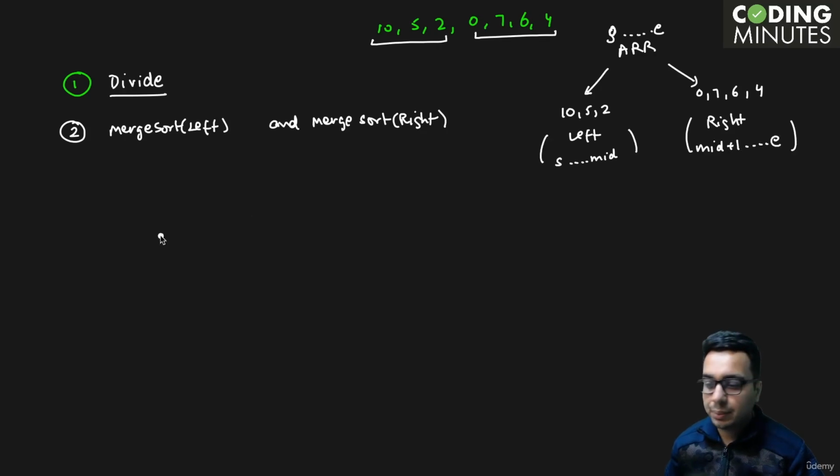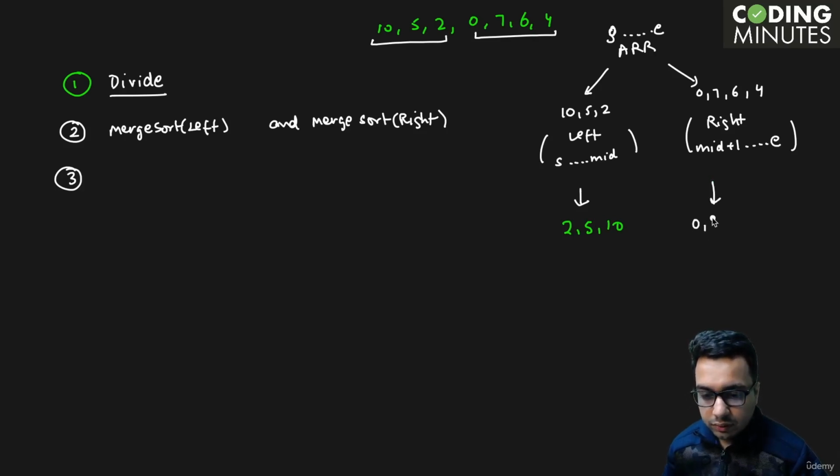Now what is the next step? Once you get these two arrays as sorted arrays, we will see how these arrays get sorted recursively when I do the dry run along with the code. But let us assume as of now that our recursive function works and it gives us the sorted arrays, and you get 2, 5, 10 here and you get 0, 4, 6 and 7 here.